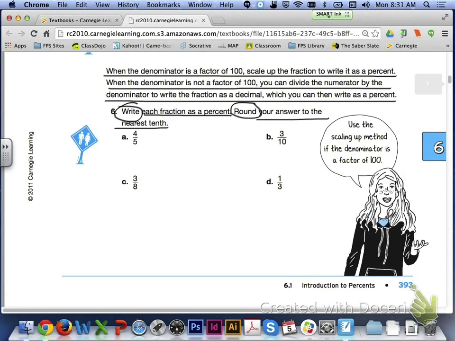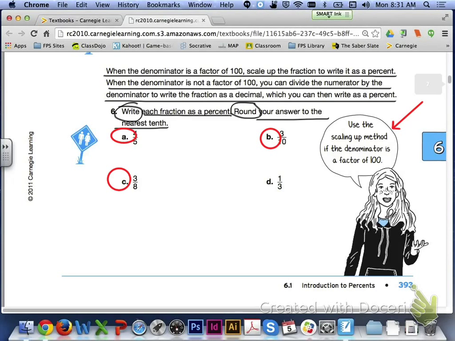So number 6 is asking you to write each fraction as a percent and round your answer to the nearest tenth. Now if you take a look again at the word bubble, it says use the scaling up method if the denominator is a factor of 100. So you can see that for letter A and for letter B, those two denominators are indeed a factor of 100, so you should be able to use the scaling up method for those two problems.